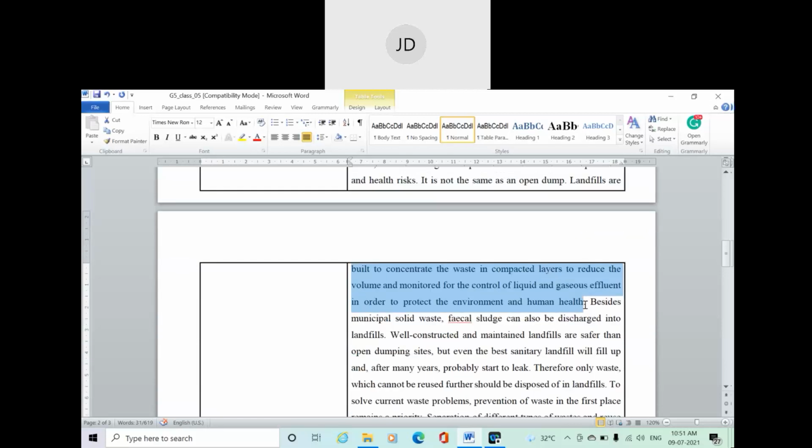Besides municipal solid waste, fecal waste, meaning the waste coming from the septic tank, can also be discharged into the landfill.